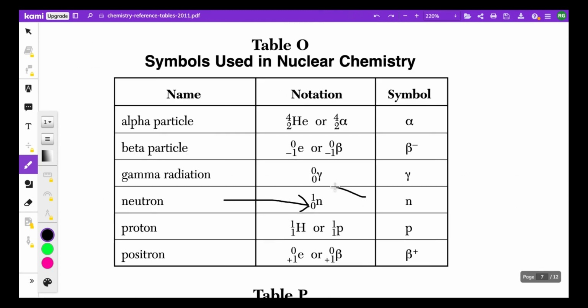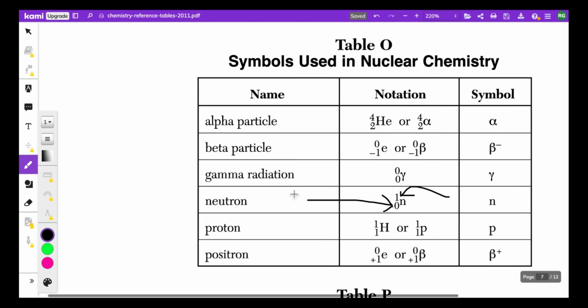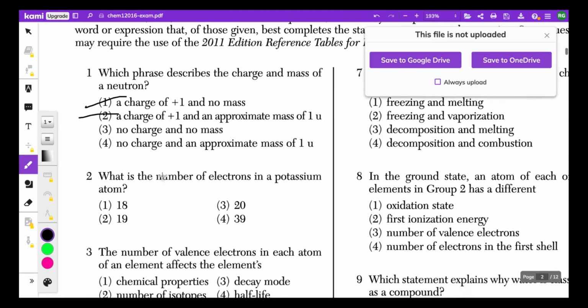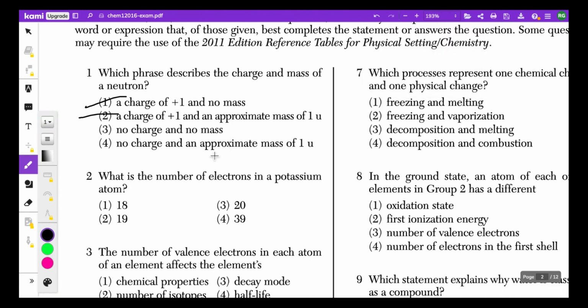Now this 1 right here represents how much the neutron weighs. The amount that the neutron weighs is about 1 AMU or 1 U. That's what the 1 stands for. It weighs approximately 1 AMU or 1 U. That's the unit for it. So it has no charge and an approximate mass of 1 U.